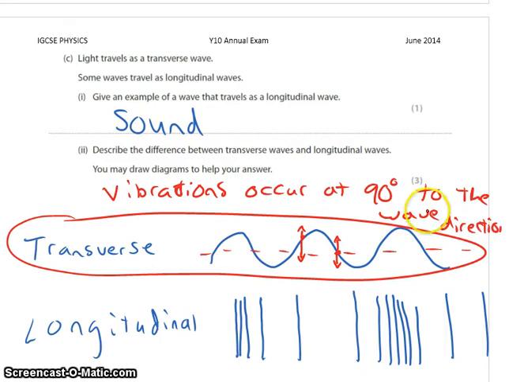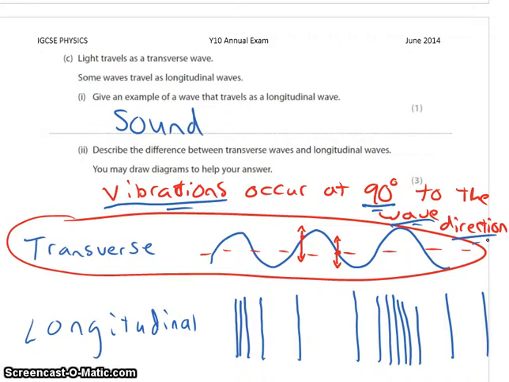Now, there's lots of parts of this that you've got to make sure you include here. You need to be talking about the vibrations or the oscillations. You need to be saying that in transverse they occur at 90 degrees to the wave's direction. Okay, and if you miss those things out, then you're not really fully describing it.